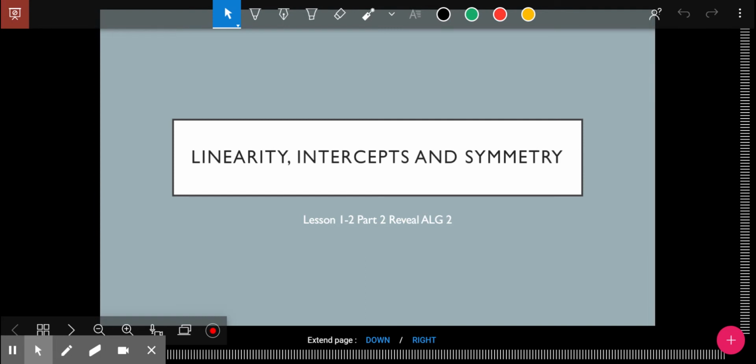For a linear function, what is the parent function or parent equation of a linear function? All right, hopefully you got that correct and you knew it was f of x equals x, or y equals x is acceptable. And let's get going today.